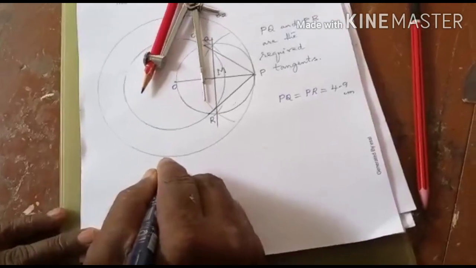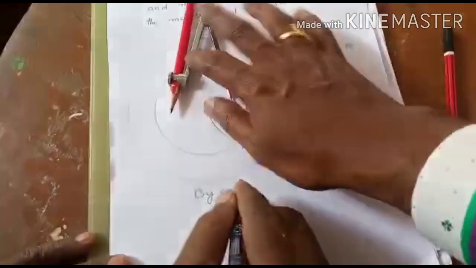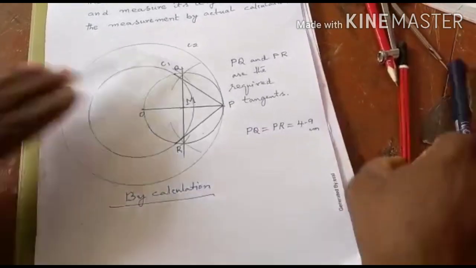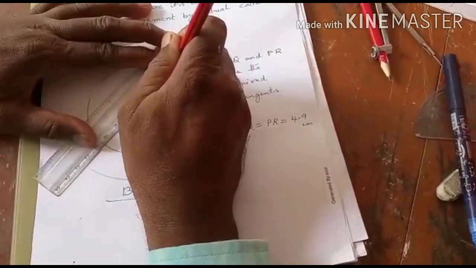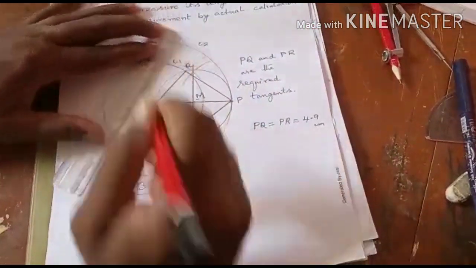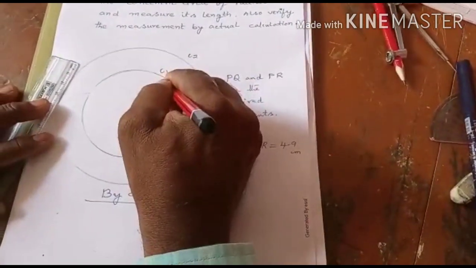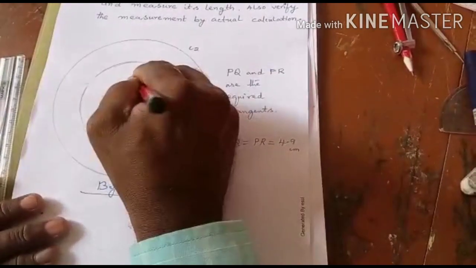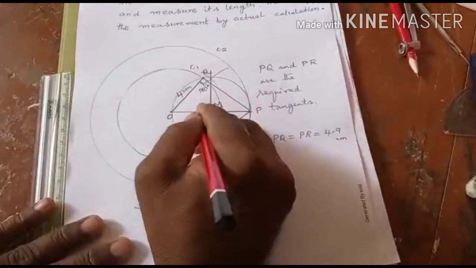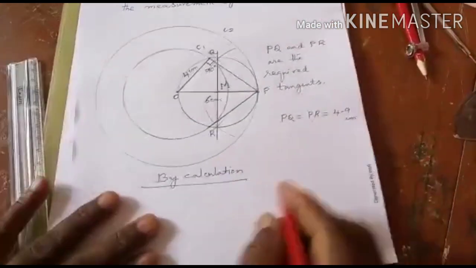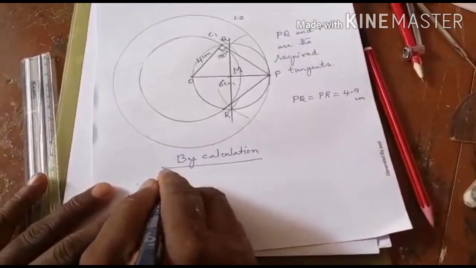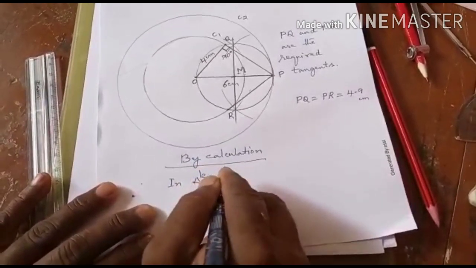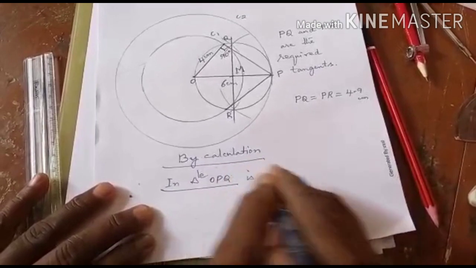Also, we are asked to calculate the length, for which we can use Pythagoras theorem. Now here we have a right triangle PQO, which is right angled at Q, 90 degrees. The radius OQ is 4 centimeters, and OP is the radius of circle C2, 6 centimeters. OP is the hypotenuse in the right triangle PQO.